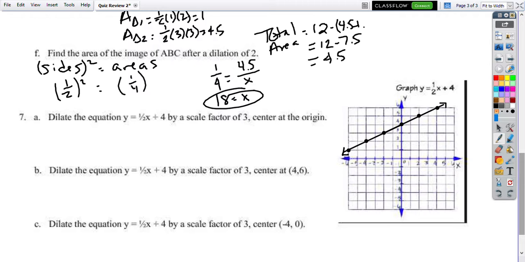All right. And the last one is take this line. Hold on real quick. I gotta drop some dinner for the cat.